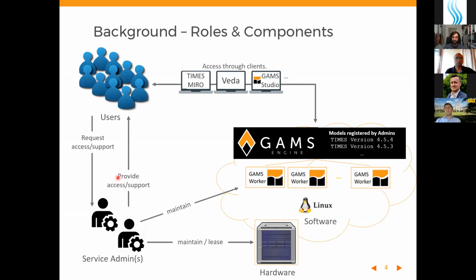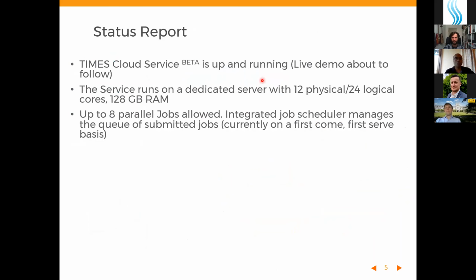Now, how do these components and roles interact? To get access to the cloud service for the first time, users need to request a registration code from a service admin. Details about that will follow. And in addition to that, of course, the service admins take care of maintaining the software stack on the server. And now that the service is up and running, the user has gotten her credentials, the service can be accessed through different clients. We will see some of them in the short live demo.